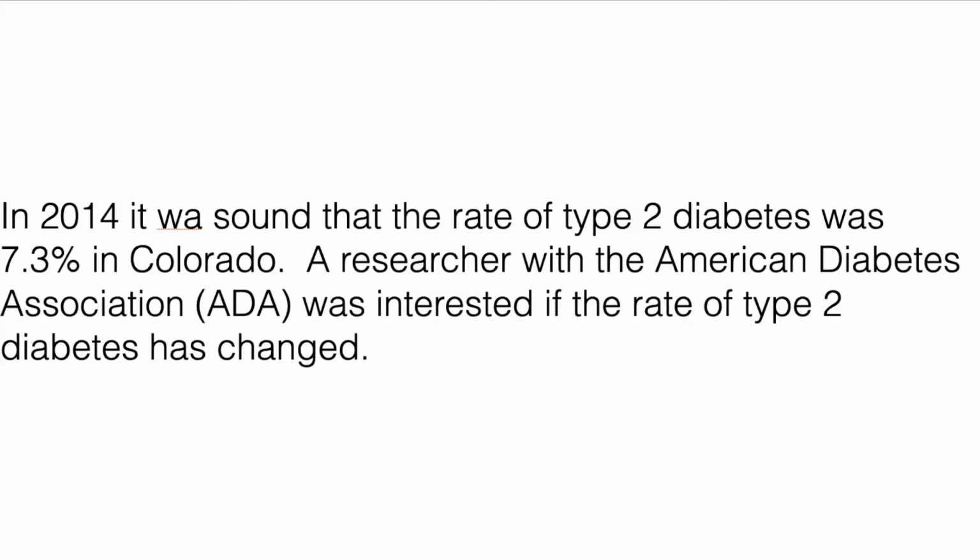Again, we have to determine the null and the alternative hypothesis. Let's note that last sentence. The researcher is interested if there was a change in the type 2 diabetes rate. Note, we are not informed if there was any sort of an increase in the rate, or any decrease in the rate. We just don't know. So basically, the researcher is saying, I don't really know if it's increased or decreased, so let's see if there's a change.